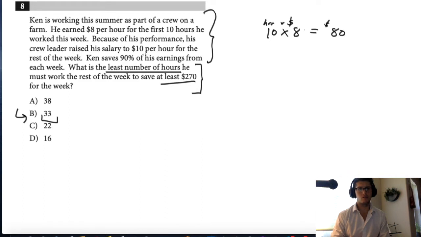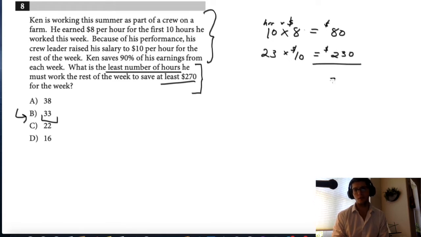Now he gets a raise because he's doing such a good job. So now he's at $10 per hour. So I'll write that here. And we want to know for the rest of the week. Well, if he did 33 hours, let's just see what happens for those other 23 hours. Right, so that's $230. Now look, that means his grand total would be $310, right? His $80 plus his 230.